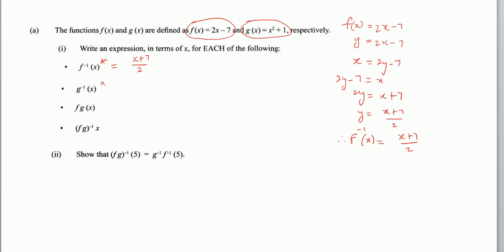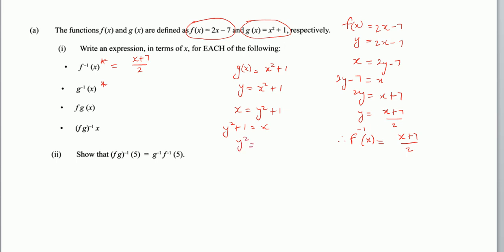The next part is to find the inverse of g. So we know that g of x is equal to x squared plus 1. The first thing we have to do is let y equal x squared plus 1. Then we interchange x and y. So this will be x is equal to y squared plus 1. So we can write this as y squared plus 1 is equal to x.